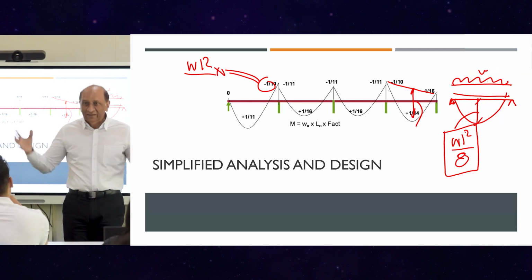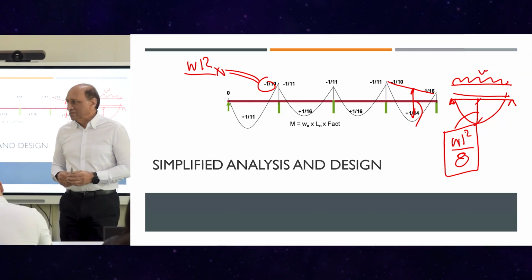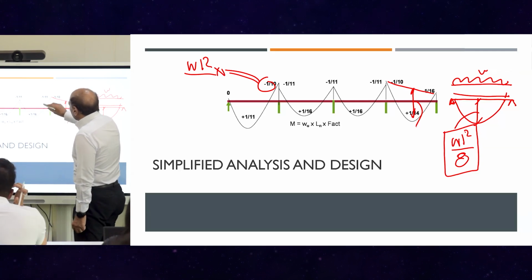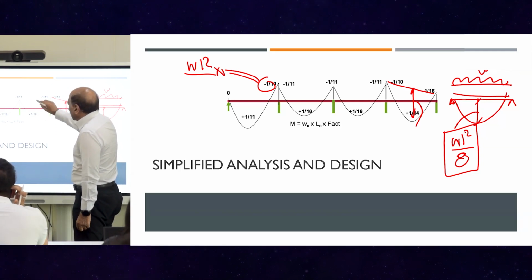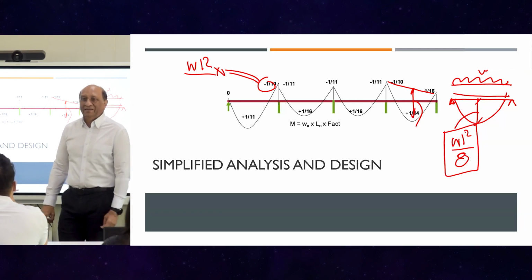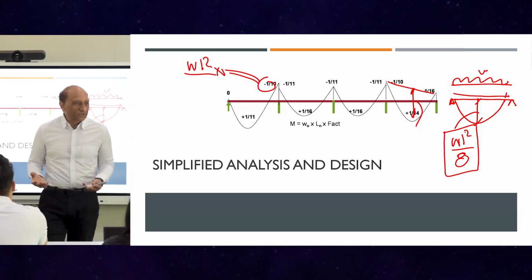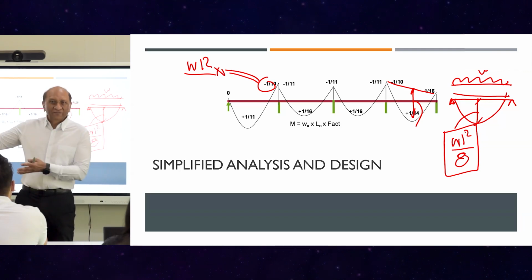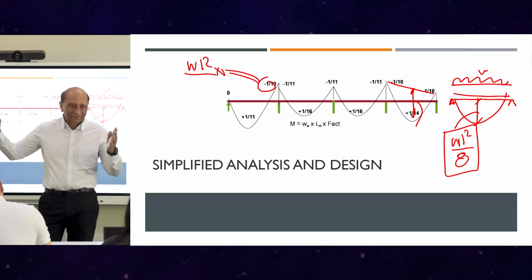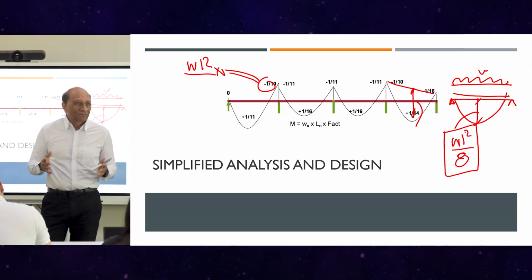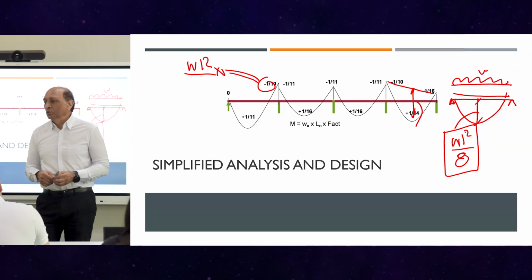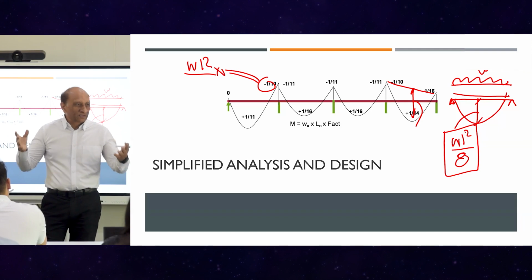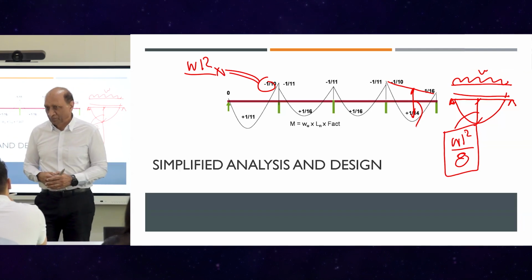Every structure, ultimately, you can break down into a system of that. So all these moments, negative and positive, should sum up to be WL squared by 8 in each span. So now the only question is, how much of that will be positive? How much of that will be negative on each side? The whole purpose of that analysis is only to find out how much is the negative moment, how much is the positive, because the sum we already know.